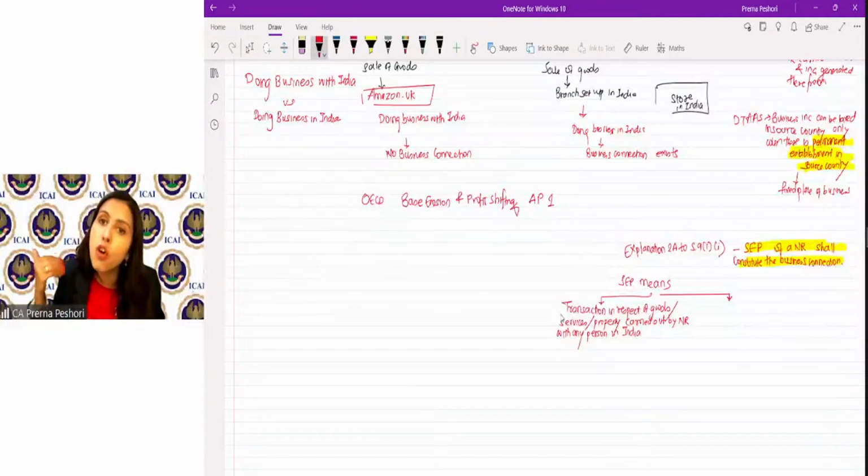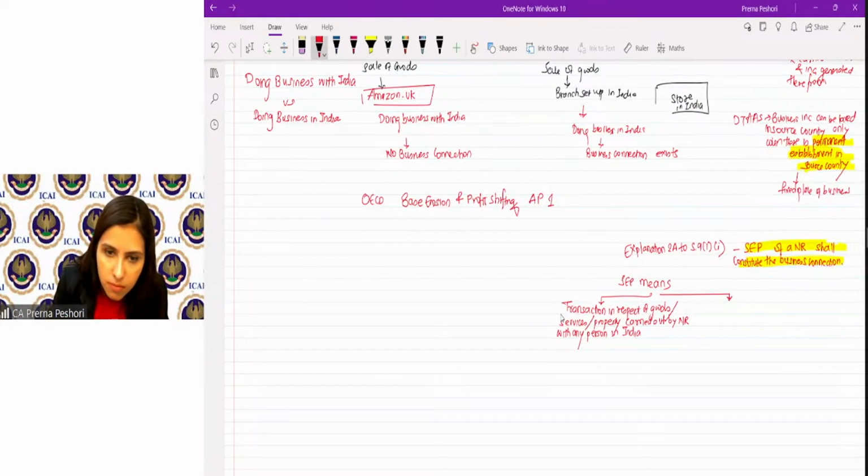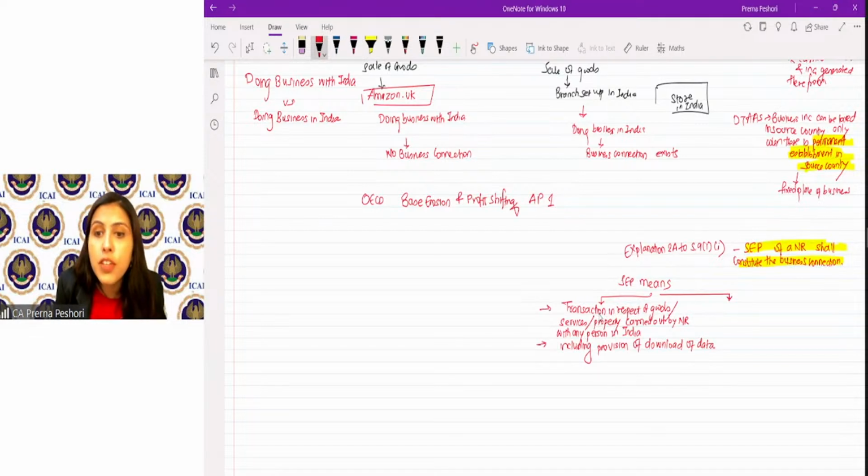If the words used were transaction of goods, it would have only included sale and purchase. It says transaction in respect of goods, services or property carried out by a non-resident with any person in India. With any person in India, including the provision of download of data or software.